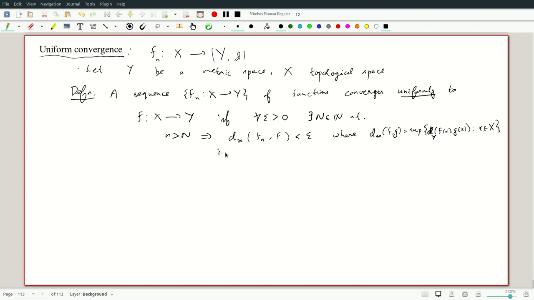Okay, so we don't need this definition. We could simply spell it out as saying for all x in X, d_Y of f_n(x) and f(x) is less than epsilon. So the capital N doesn't depend on x. That is where the uniformity comes in.